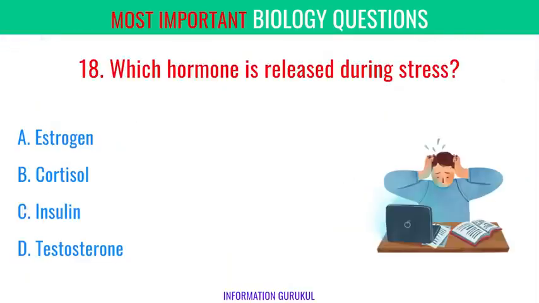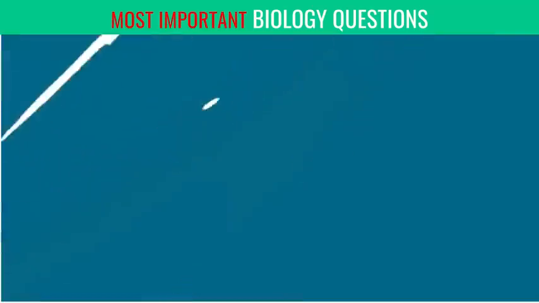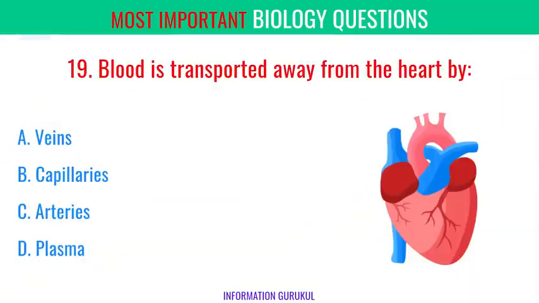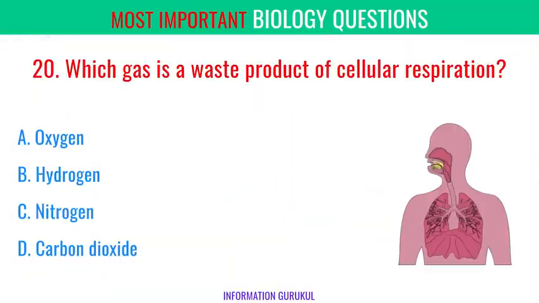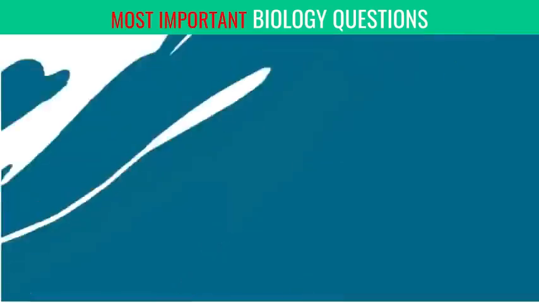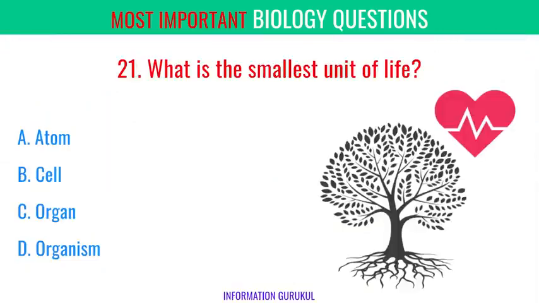Which hormone is released during stress? Cortisol. Blood is transported away from the heart by arteries. Which gas is a waste product of cellular respiration? Carbon dioxide. What is the smallest unit of life? Cell.